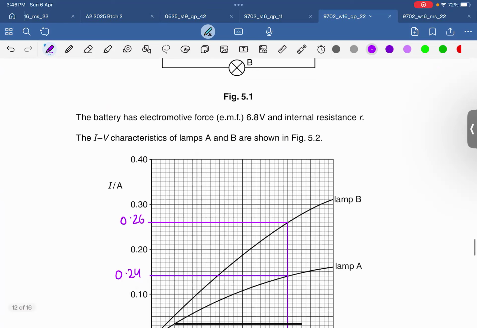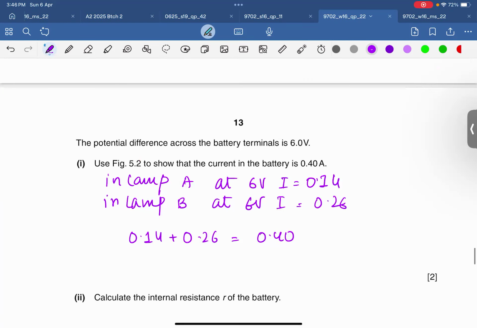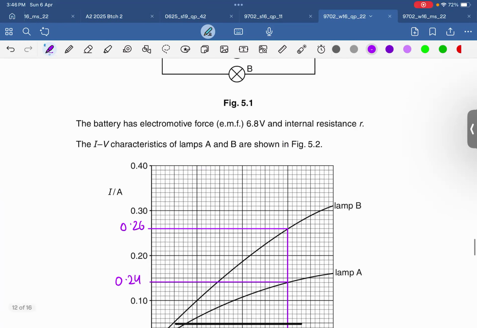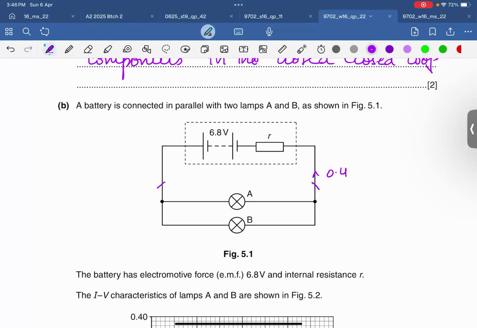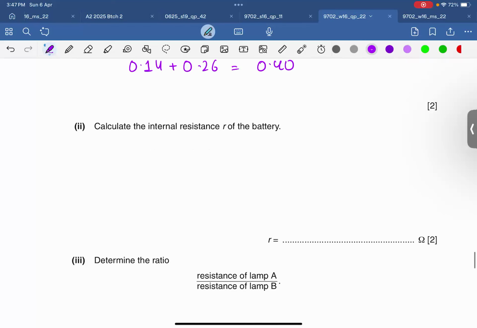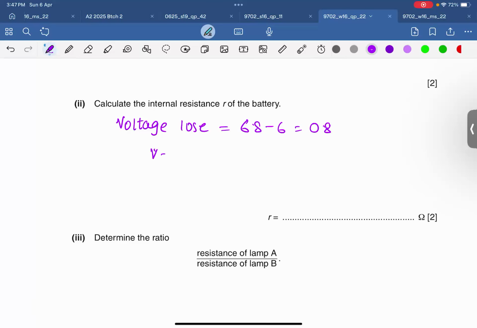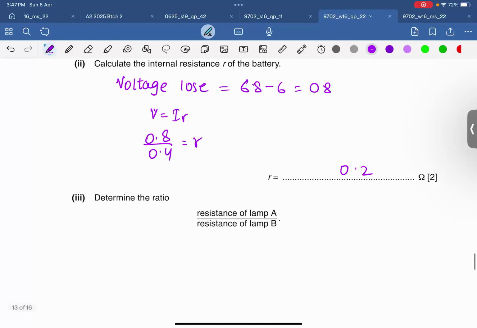Look, they're saying the potential difference across the battery terminal is 6 volts, which means that out of 6.8, there is a 6 volt drop across these two points. So 0.8 volt is basically the voltage lost across the internal resistance. You have the voltage, you have the current. The voltage loss can be found using 6.8 minus 6. That will give you 0.8. Then use V equals IR: the voltage is 0.8, the current is 0.4, and you'll get r as, sorry, not 0.2, 2.0. Fine. Come ahead.